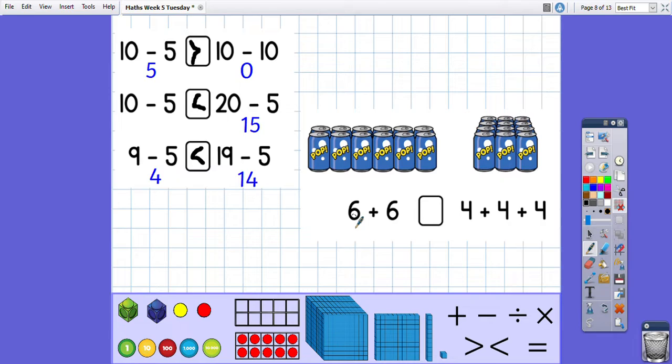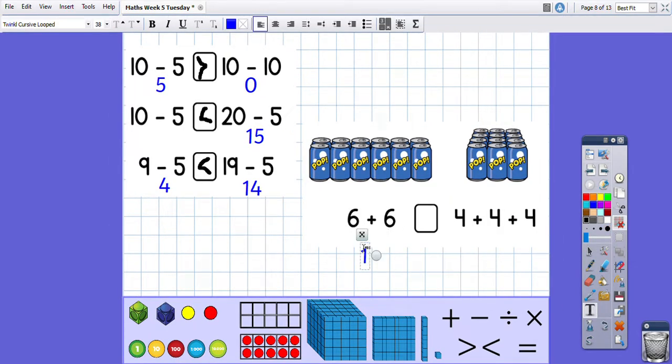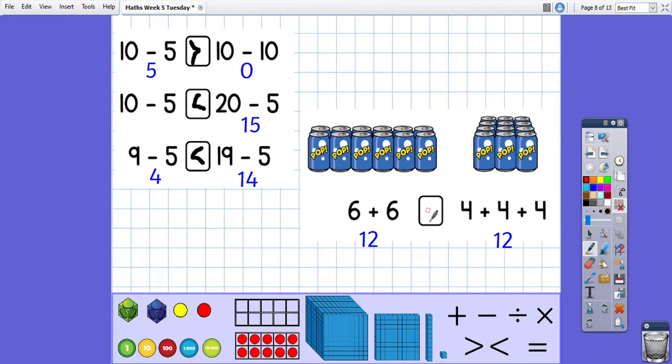Okay, I've got some cans of pop. And I've got 6 add 6, because you can see here I've lined them up almost a bit like an array. And I know that double 6 is 12. And here I've got 4 add 4 add 4. I know that double 4 is 8. And then I can just add another 4. So 8, 9, 10, 11, 12. They are equal. So we can pop an equal sign in here, just like that.